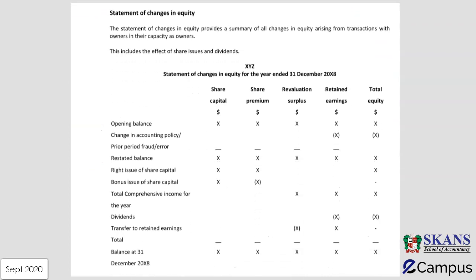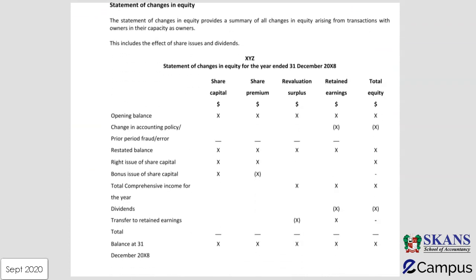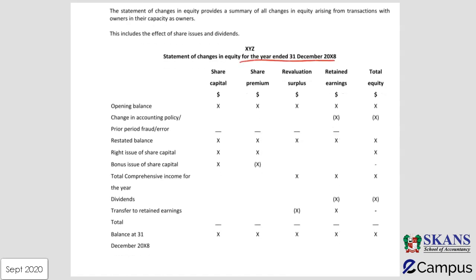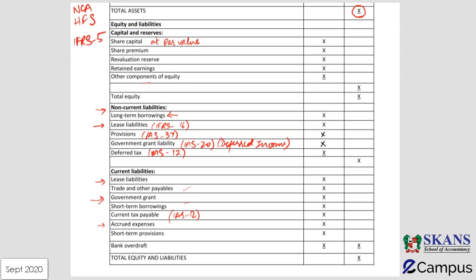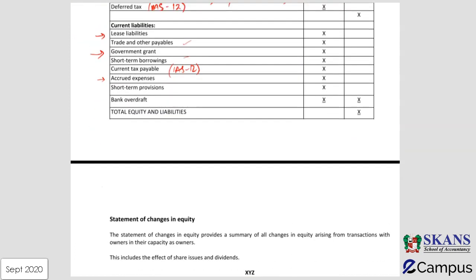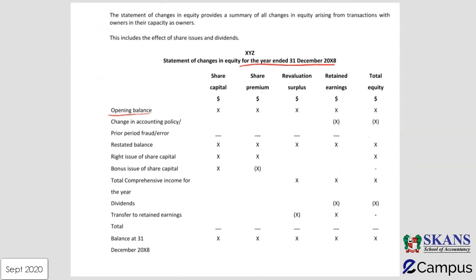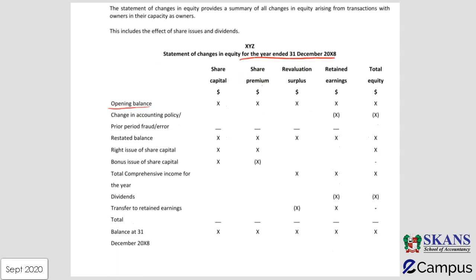Then we come to the next format, which is related to the statement of changes in equity. This is for the year ended 31st December. Why? Because it shows you the picture throughout the year. So you start off with the opening balance figures of share capital, share premium, revaluation surplus and retained earnings. If you see, these tabs are the same as the equity in the statement of financial position. Here we have other components of equity also. This is not compulsory to be there in every business, but if it is so, then somewhere over here you will have an other components of equity tab as well.